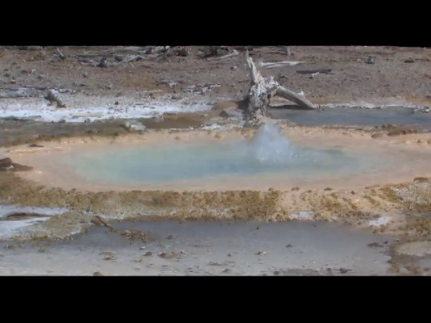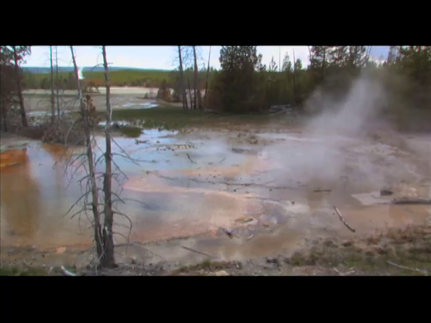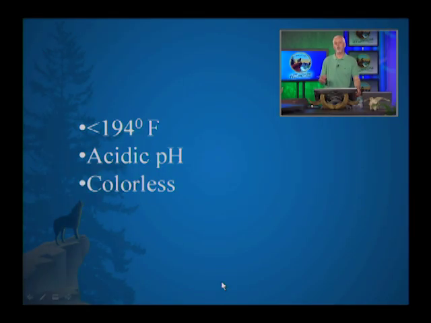And as you can see, they like it up to 194 degrees Fahrenheit. They can usually tolerate anything less than 194 degrees. And again, that is hot. 212 degrees Fahrenheit is boiling, so they can really tolerate super high temperatures. They generally like acidic pHs, so they differ from some of the other thermophiles we've talked about before. And also they're generally colorless, which also would make them hard to identify just by looking with the naked eye.